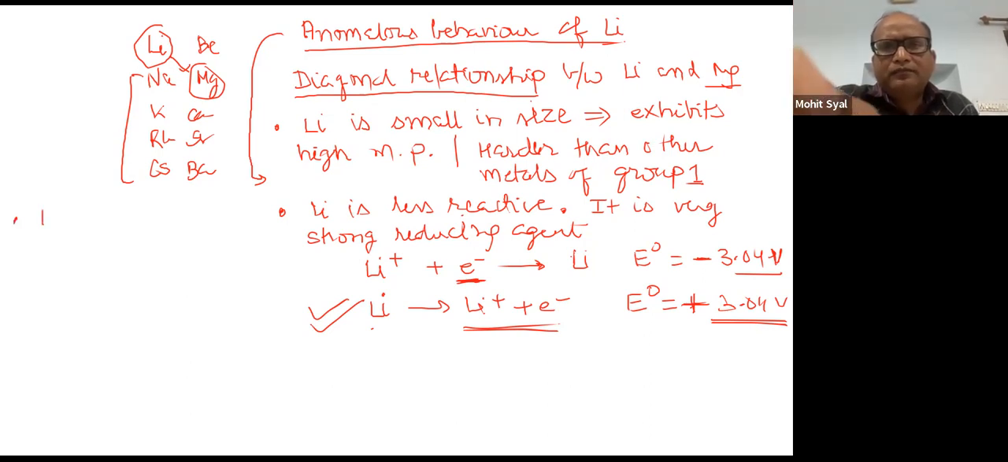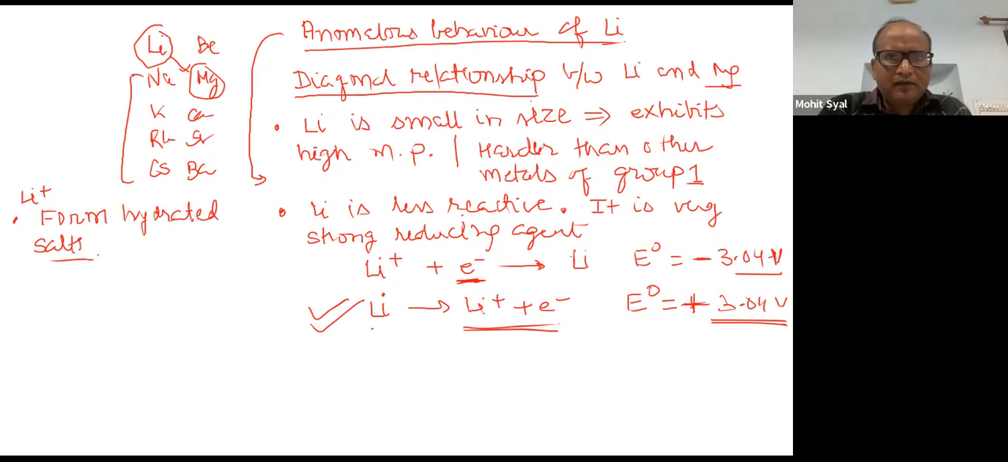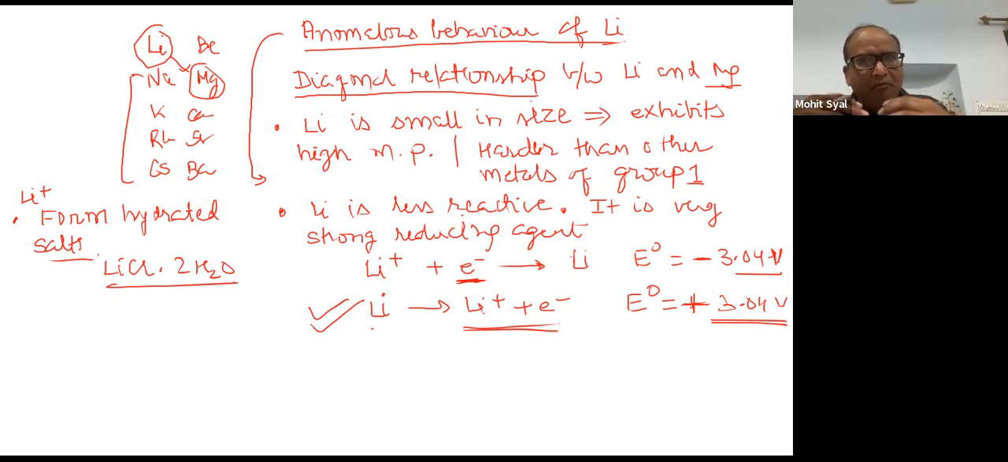Okay, and lithium, because of its high hydration enthalpy, forms hydrated salts, that we discussed. Li plus forms hydrated salt. Hydrated salts means they can attract water molecules, and that today only we discussed. So lithium salts, if you keep them in air, they will keep on absorbing moisture, and that moisture is going to get embedded in the crystal as two water molecules. Okay, and the salt will become a hydrated salt.